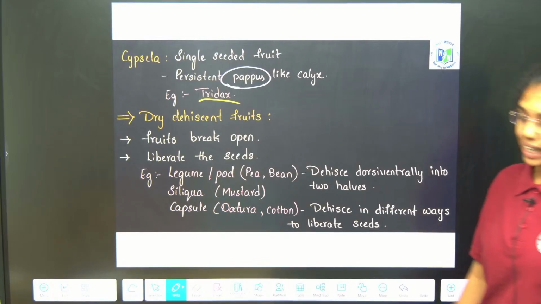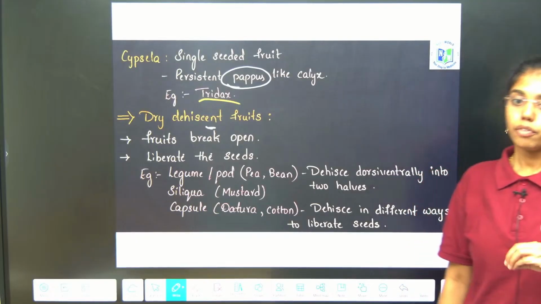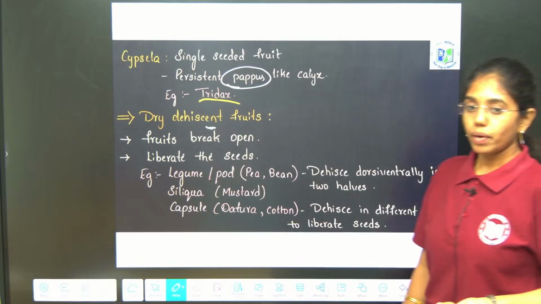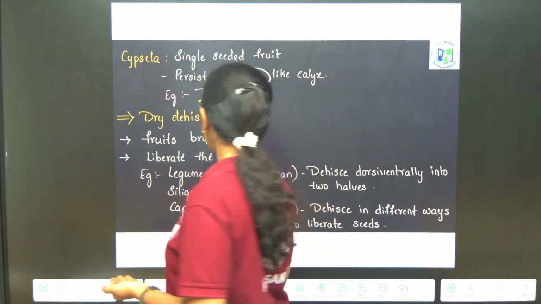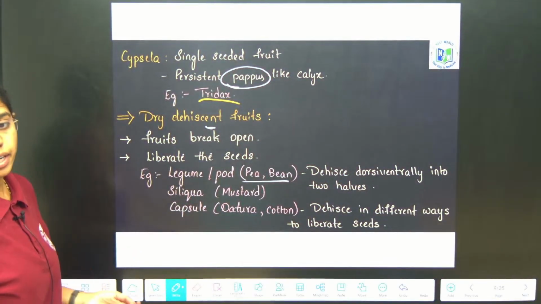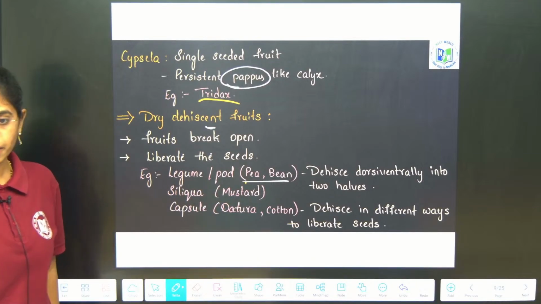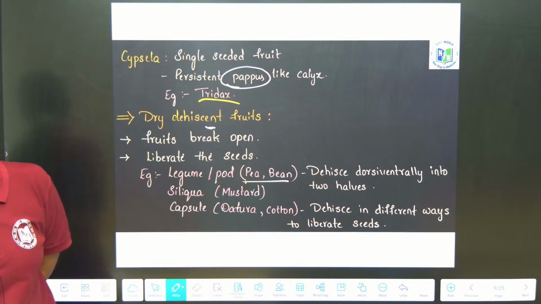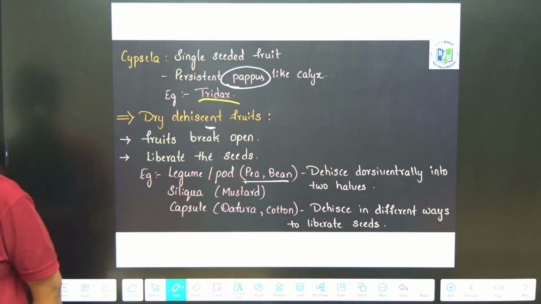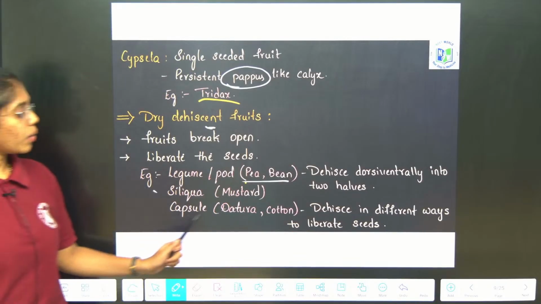Next is dry dehiscent fruits. Unlike dry indehiscent, the name itself says the fruits will break open and liberate the seeds. Examples include legume or pod, pea and bean, which dehisce dorsiventrally into two halves. What is the placentation for pea and bean? Marginal placentation.